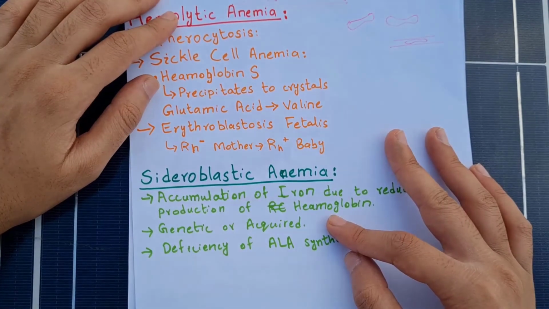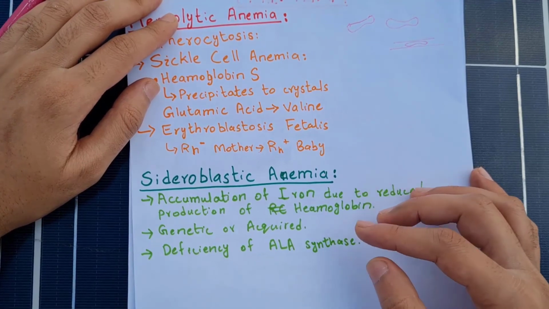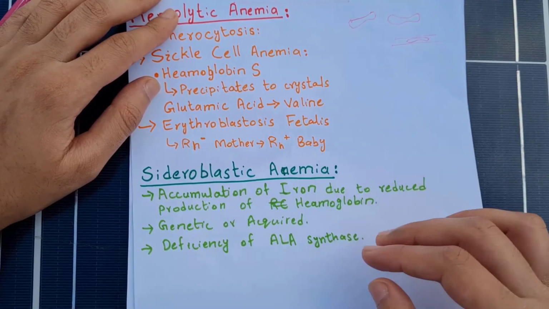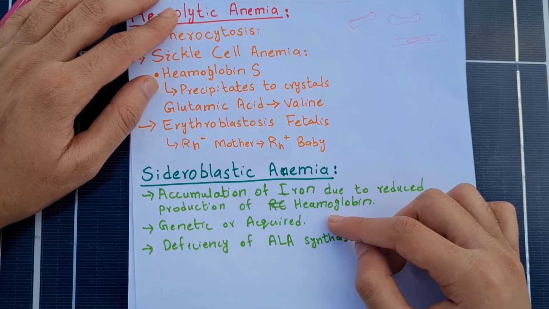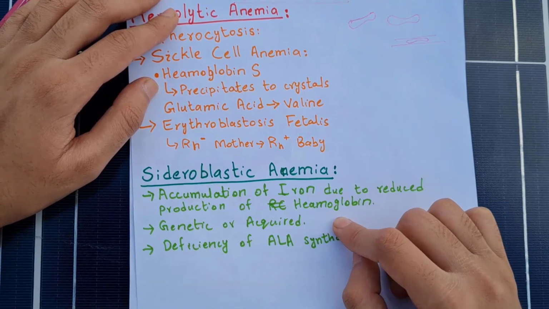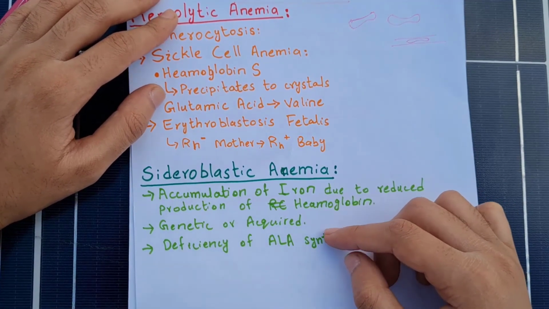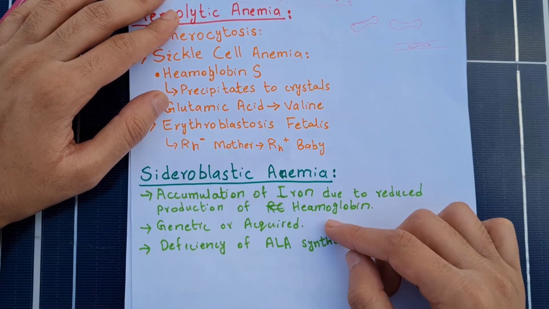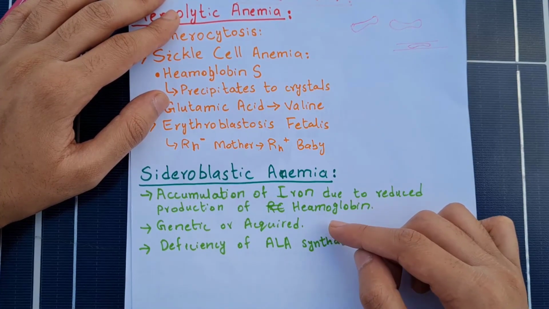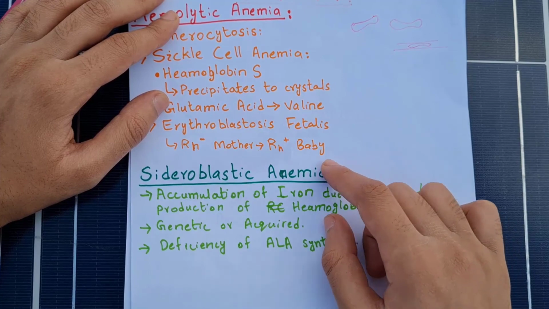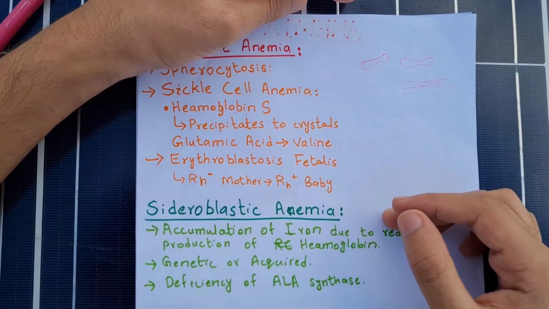Due to reduced production of hemoglobin, our body will increase absorption of iron because it will think that this reduced production of hemoglobin is due to lesser iron. However, this increased absorption of iron will lead to accumulation of iron in the RBCs, and this will lead to sideroblastic anemia.